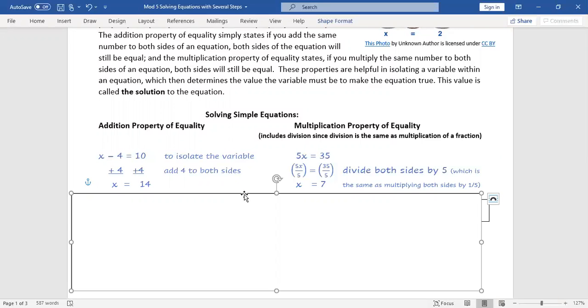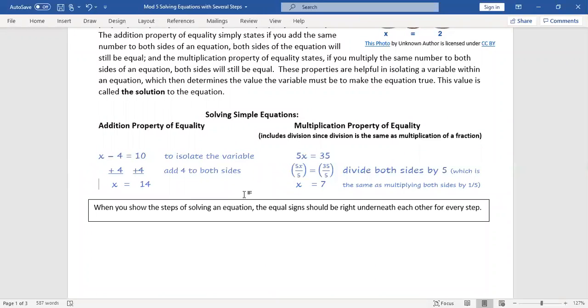If I wanted to plug those values back in, I could verify that yes, this value makes both sides of the equations equal. Now, when you're solving equations, you want every single line to be right on top of each other, and you want the equal signs to be right underneath each other.